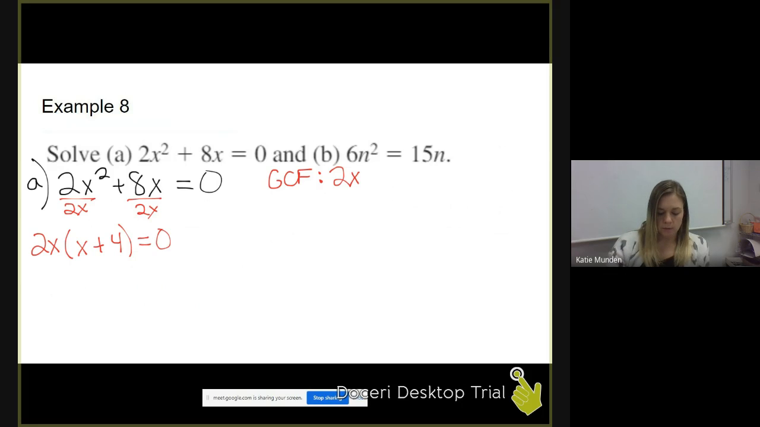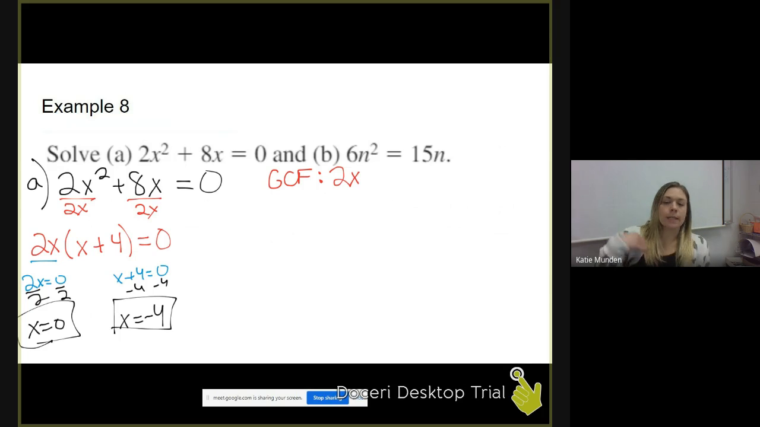Now, to find what x equals, we're going to use the zero product rule. Either the 2x equals 0 or the x plus 4 equals 0. On that first one, divide by 2, divide by 2. X equals 0. Subtract 4, subtract 4. X equals negative 4.